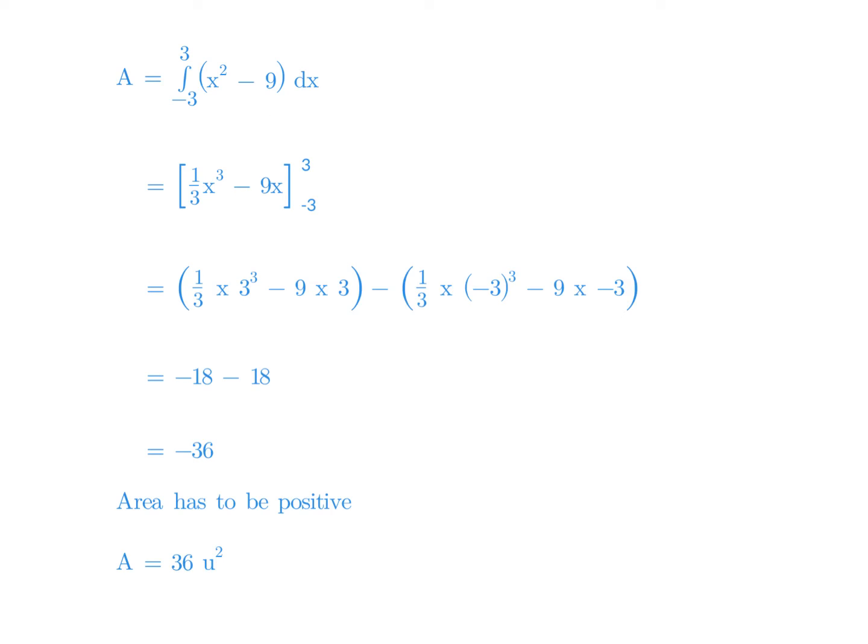So using our normal integral between minus 3 and 3, raise your power, divide by your new power, sub in 3 and minus 3, and you get minus 18, so you get minus 36, which is the integral. And then we know that because we're finding the area, and it has to be positive, that becomes 36 units squared. So the area between the graph x squared minus 9 and the x-axis is 36 units squared.